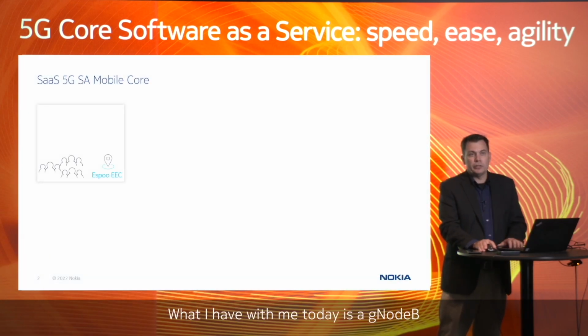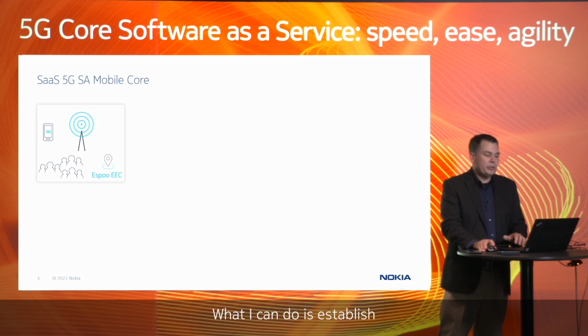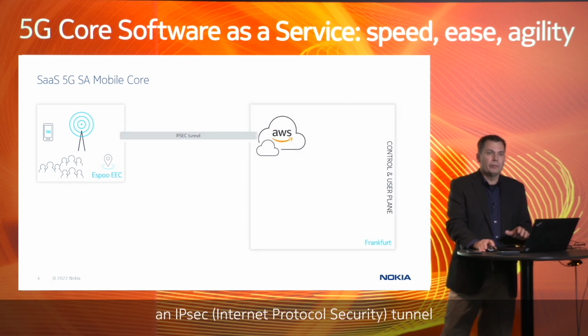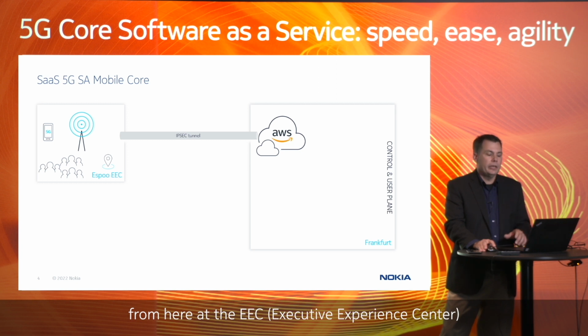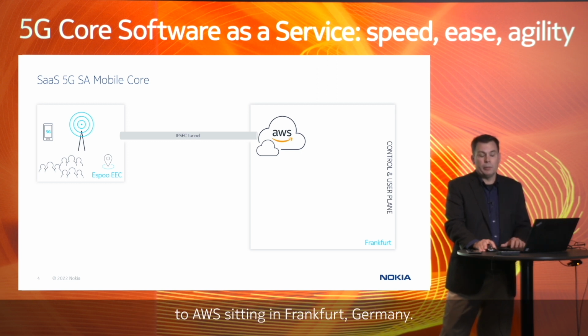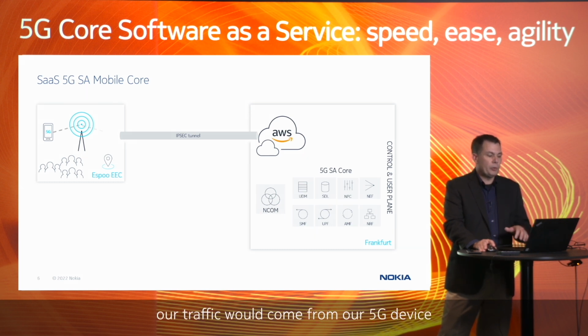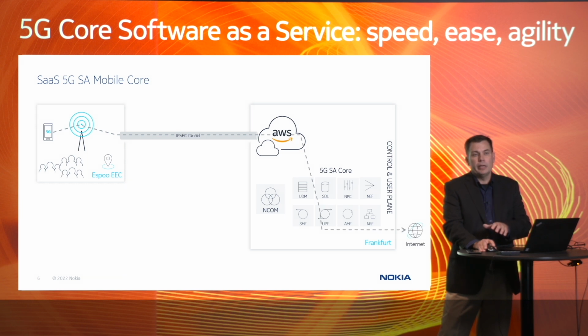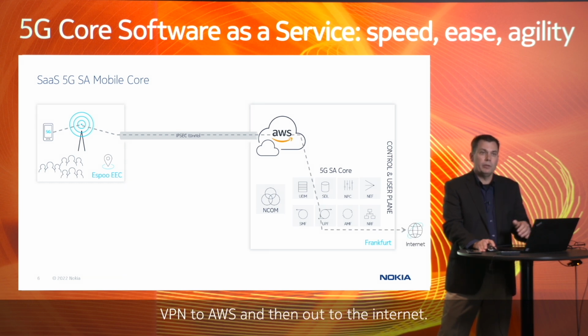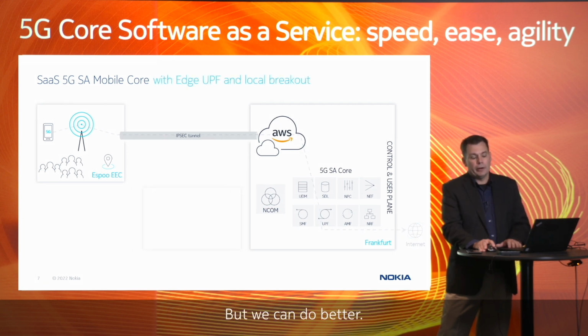What I have with me today is a gNodeB and a 5G device. What I can do is establish an IPsec tunnel from here at the EEC to AWS sitting in Frankfurt, Germany. Over in AWS, I'm going to deploy a 5G core. Now typically when we do this, our traffic would come from our 5G device and be routed across the IPsec VPN to AWS and then out to the internet. But we can do better.